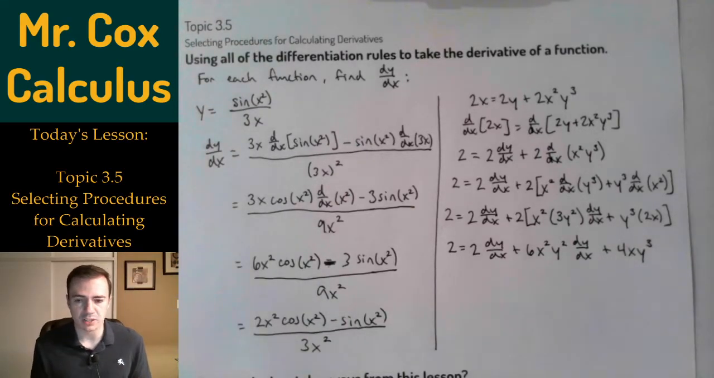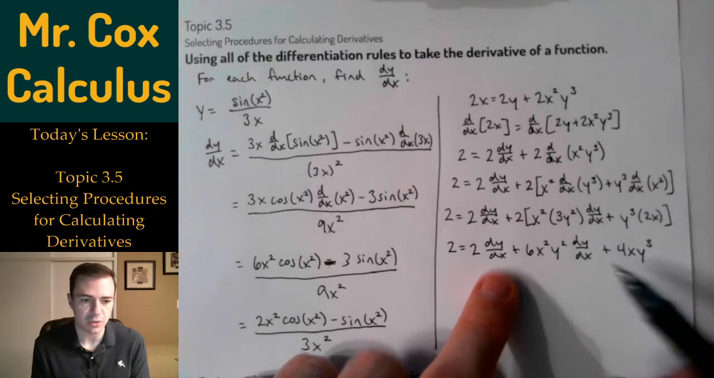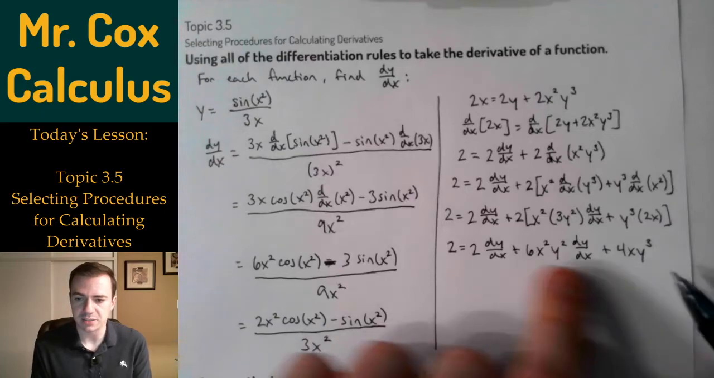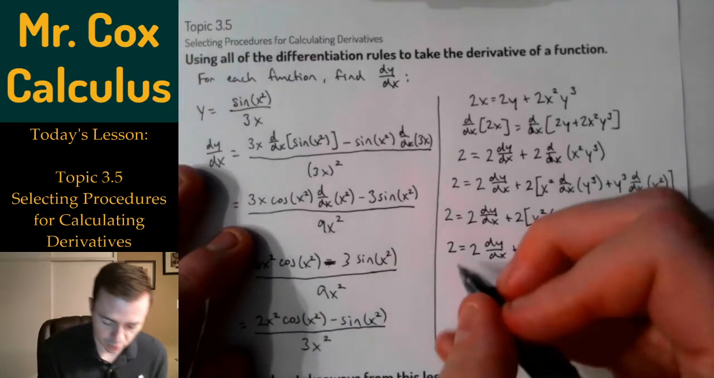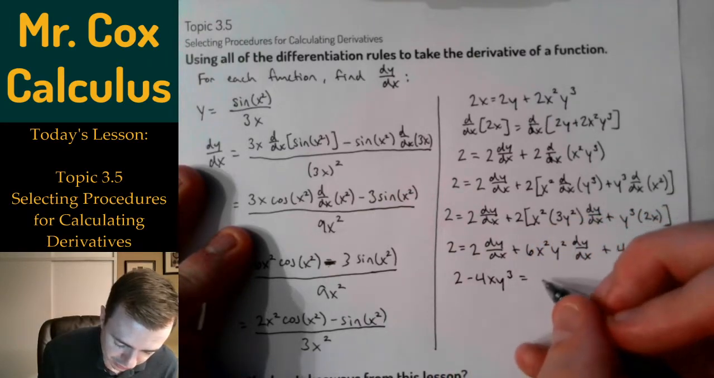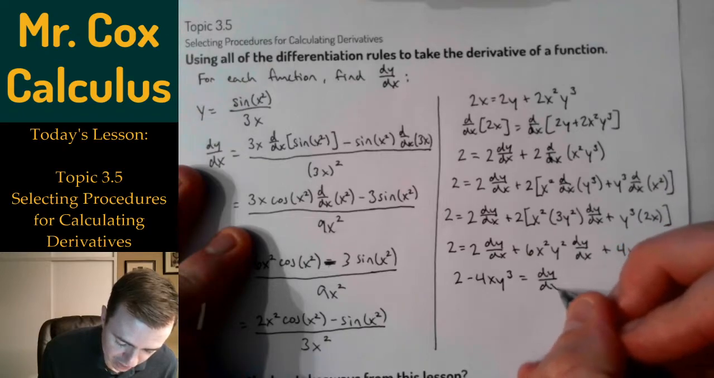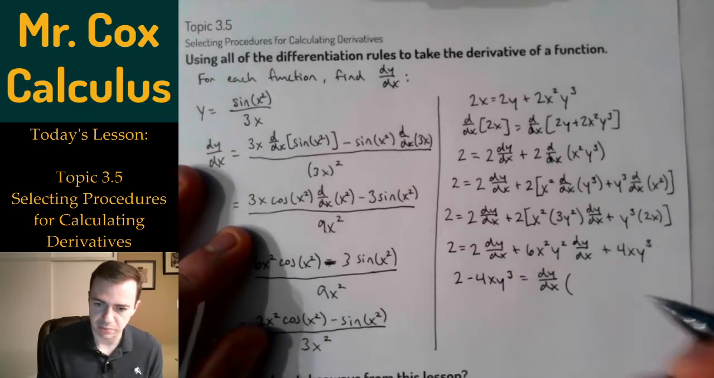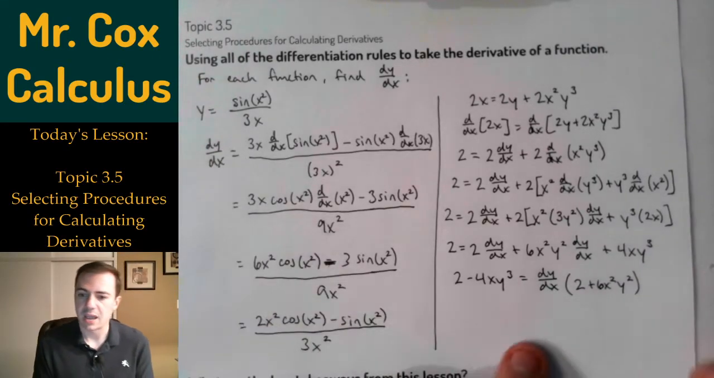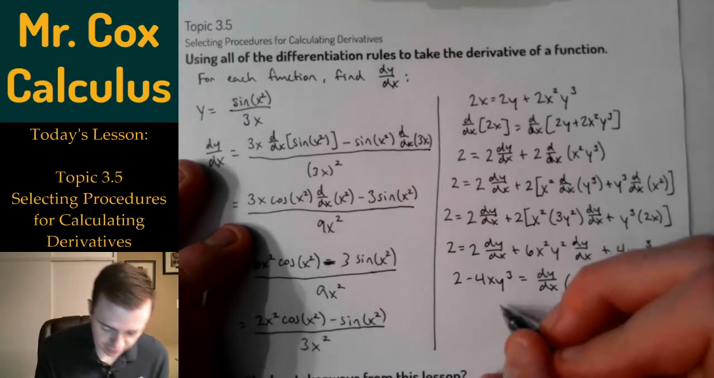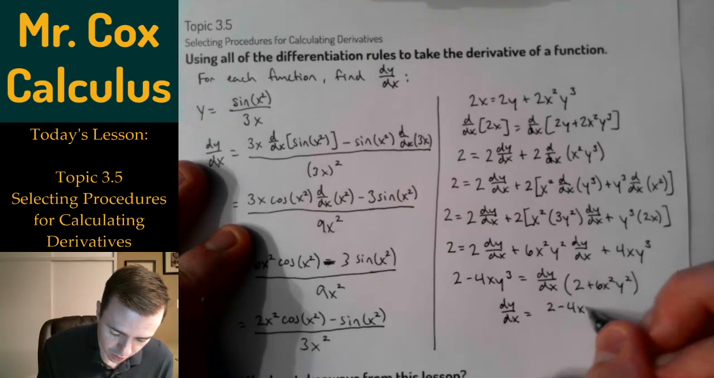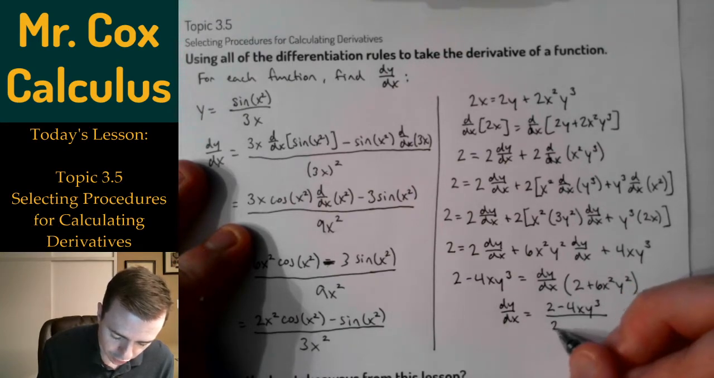All right, remember when we want to solve for dy dx, I want to get everything with dy dx on one side, anything without it on the other side. So I've got my dy dx's over here. 4xy cubed needs to go over to the other side. So 2 minus 4xy cubed equals, I'm going to go ahead and factor out my dy dx right here. So that's going to be 2 plus 6x squared y squared. And now to get dy dx by itself, I've got dy dx equals 2 minus 4xy cubed over 2 plus 6x squared y squared.